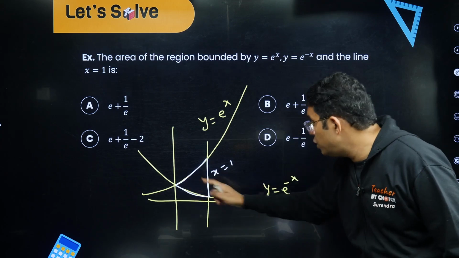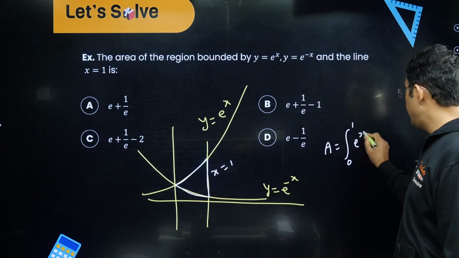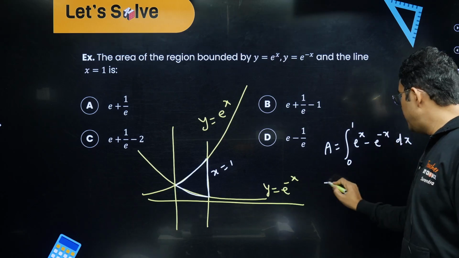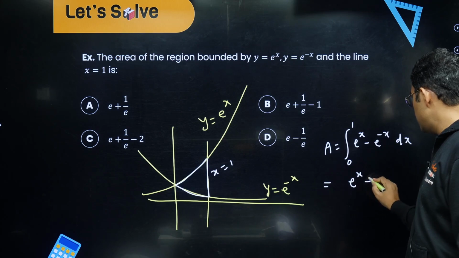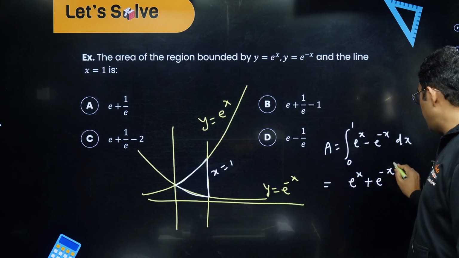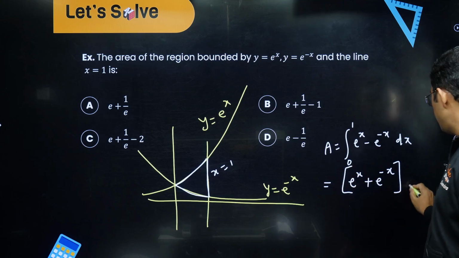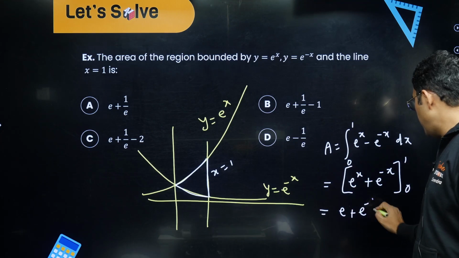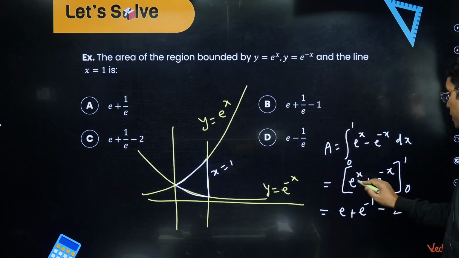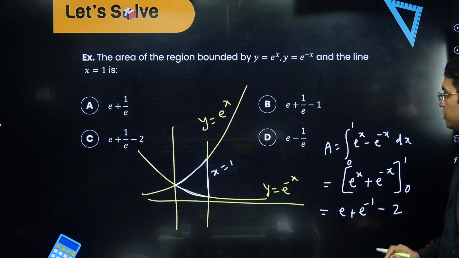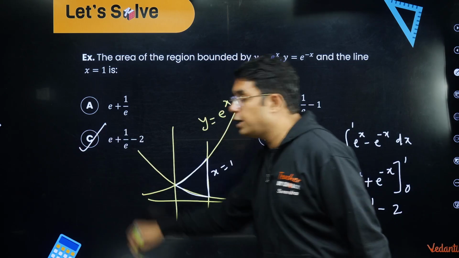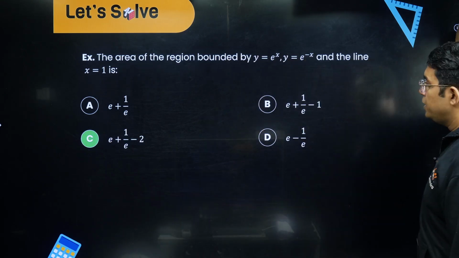Okay, so from 0 to 1, the above function is e power x, the below function is e power minus x. The integration of e power x is e power x. For e power minus x, it will be minus e power minus x. So minus minus plus, 0 to 1, put 1, we get e plus e power minus 1. You put 0, you get 1 plus 1, 2. So the answer of this will be e plus 1 upon e minus 2, that is C. So I think that should be the answer of this question.